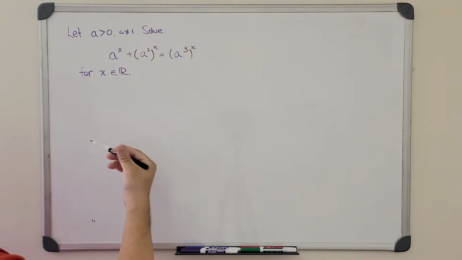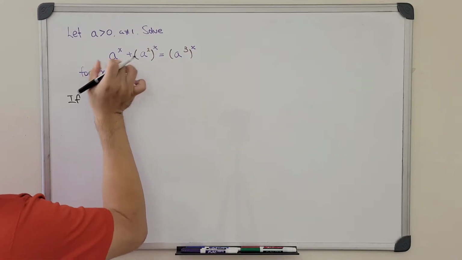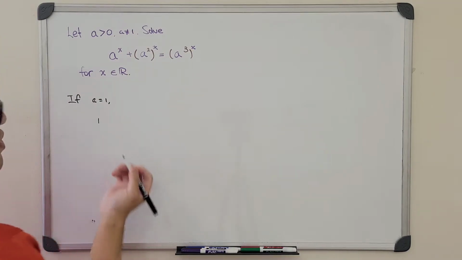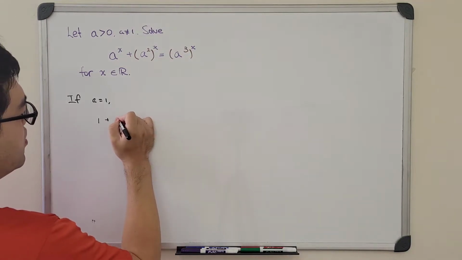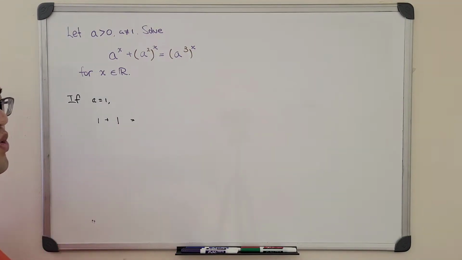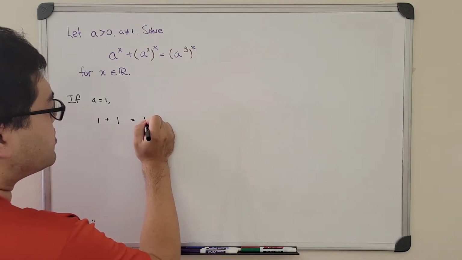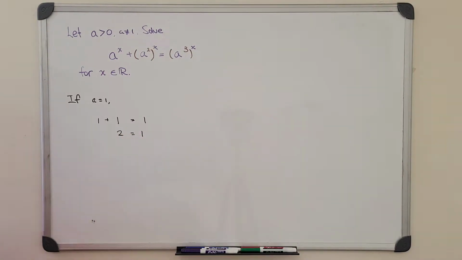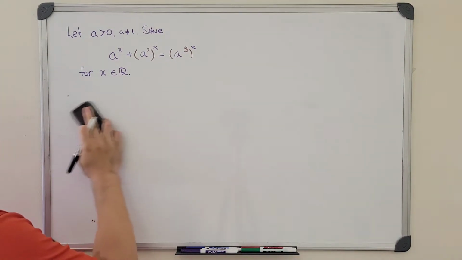Otherwise, let's see what happens. If a equals 1, then we simplify the equation into 1 to the x power, which is equal to 1, plus 1 squared to the x power, which is again equal to 1, equals the right hand side, which is 1 cubed to the x power, which is 1 to the x power, and again is just equal to 1. But then if we simplify it, we get 2 equals 1, which is a contradiction. Therefore, we have to assume that a cannot be equal to 1 either.